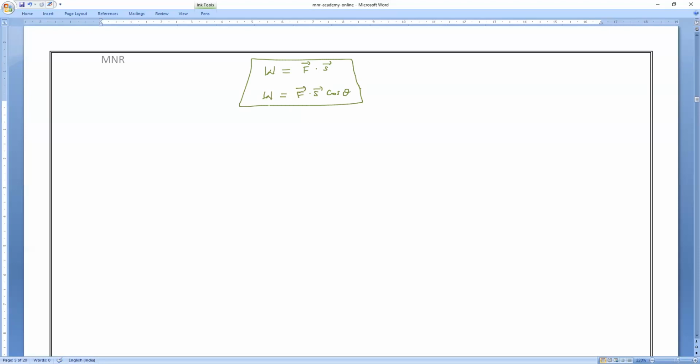Next, yesterday we studied the rate of doing work. That is work done by time, which we call power. So work done is force into displacement, divided by time, and displacement by time is velocity. So power is equal to force into velocity.